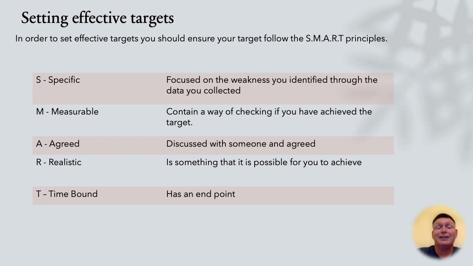Ideally, you'll agree your target with somebody else. This holds you accountable for the target and makes it much more likely that you're going to work hard to achieve it. A target should be realistic. It should be something that you're able to achieve within the time frame you've set out. And finally, the T in SMART is for time bound. There must be a deadline for your target so that the target is time bound.